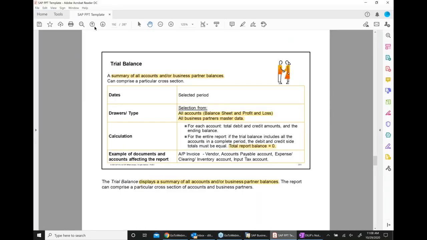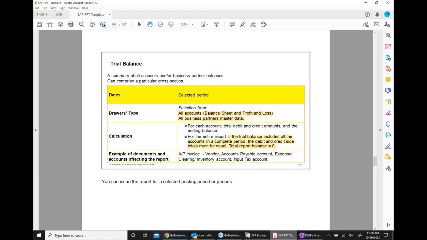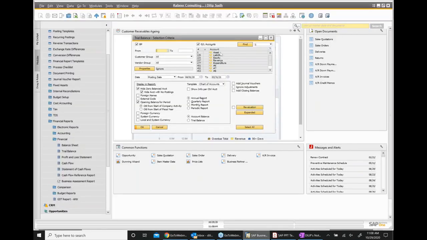That is the selection parameter in the trial balance. You can select the period. You can change the period. You can select all accounts, balance sheet, profit and loss, some of them. You can select all your business partner master data. These are all different accounts. You see the select all accounts get selected.